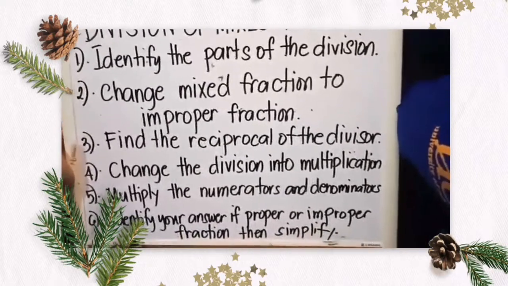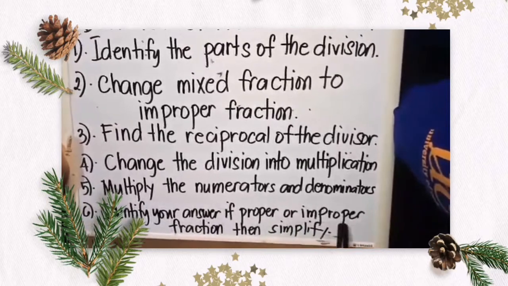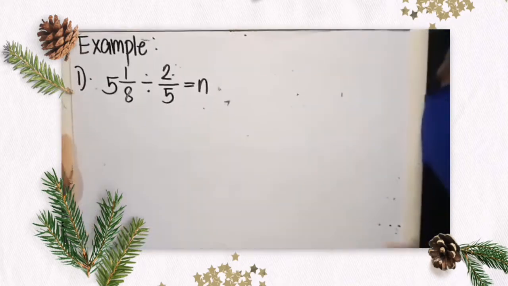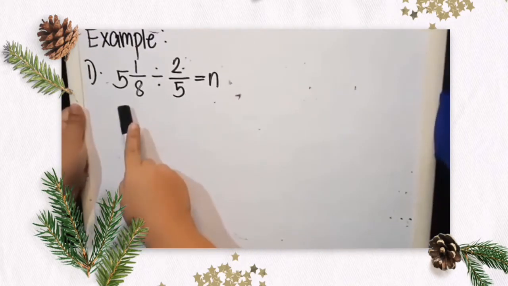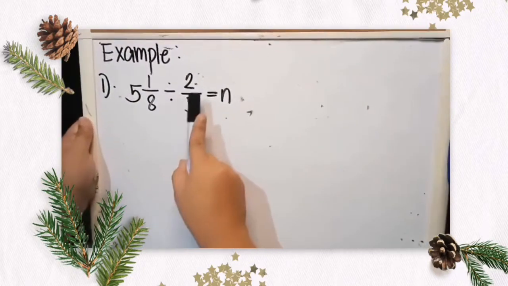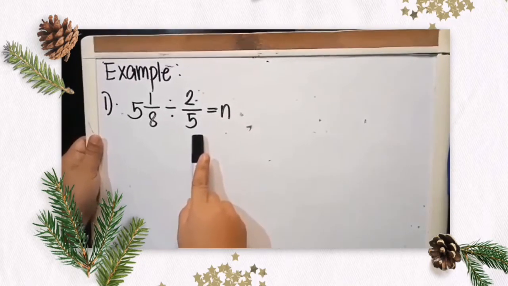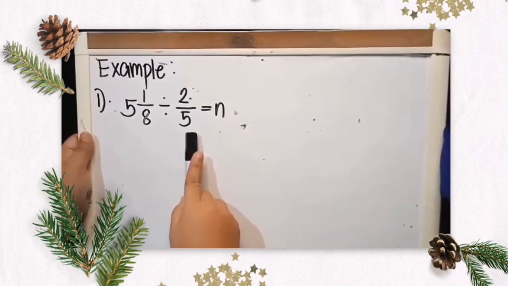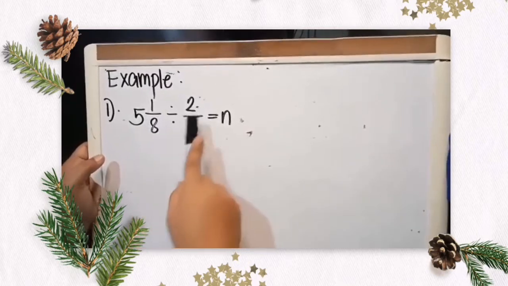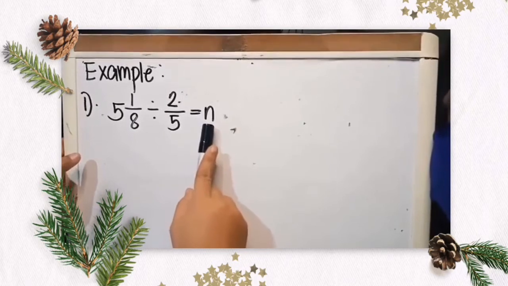Then the last one: identify your answer if proper or improper fraction, then simplify. Example number 1: 5 and 1 over 8 divided by 2 over 5. Again, identify the parts of the division. 5 and 1 over 8, dividend. 2 over 5, divisor. And n is the quotient.